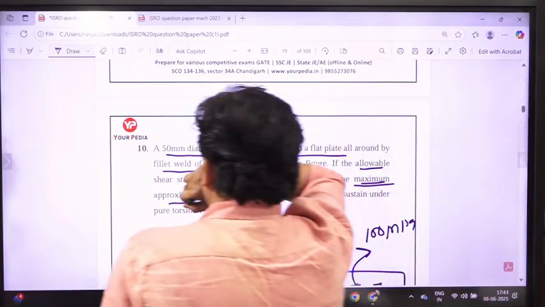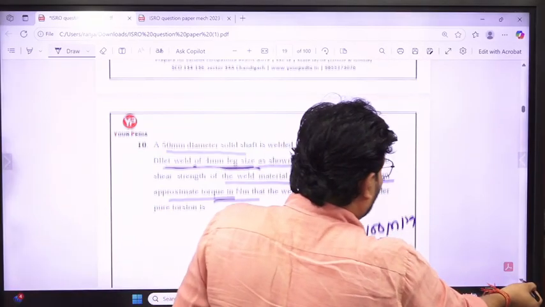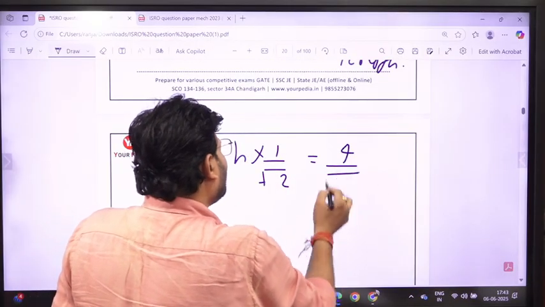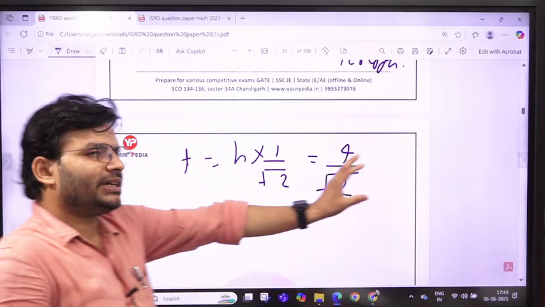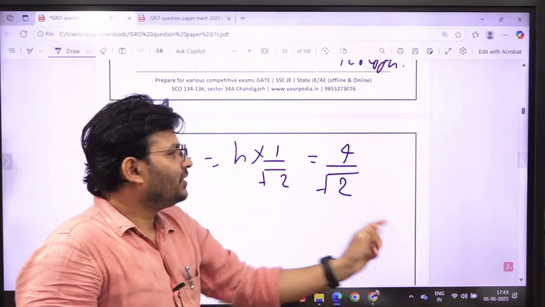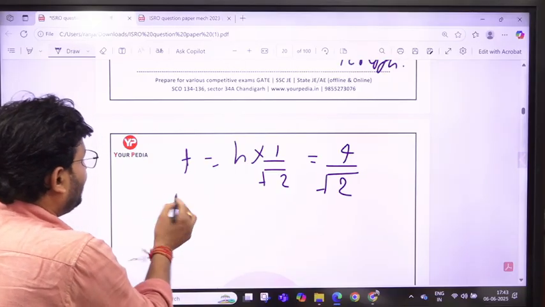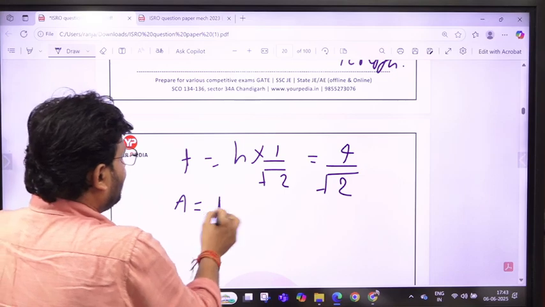Fillet weld, 4 mm leg. So H is known here, sir. It will be 4 upon root 2. Leave it, don't solve that one, because ultimately in the options you have to calculate in the form of root 2 itself. So thickness is known. What will be the area? Area will be T into what?